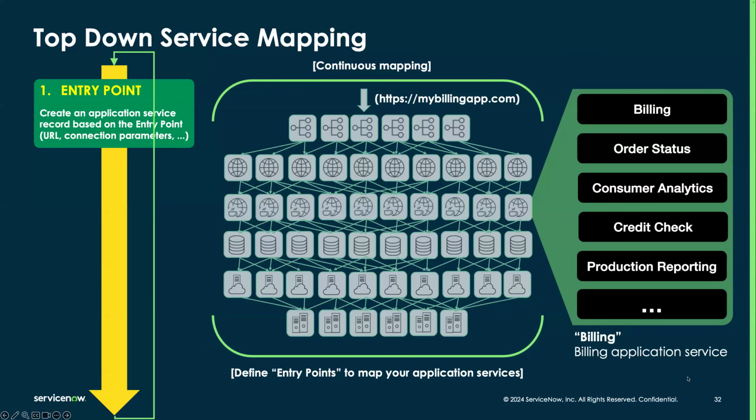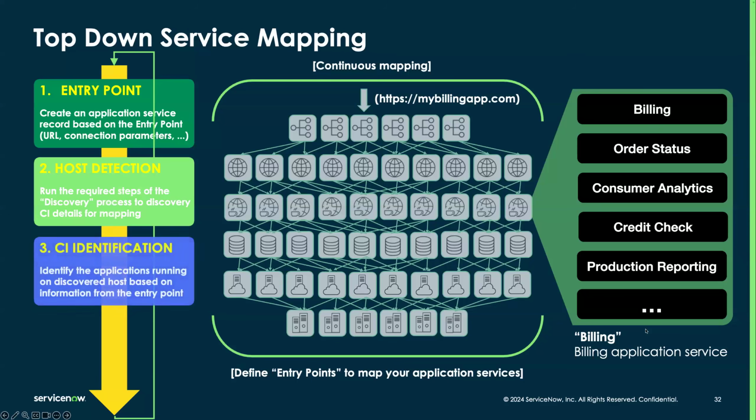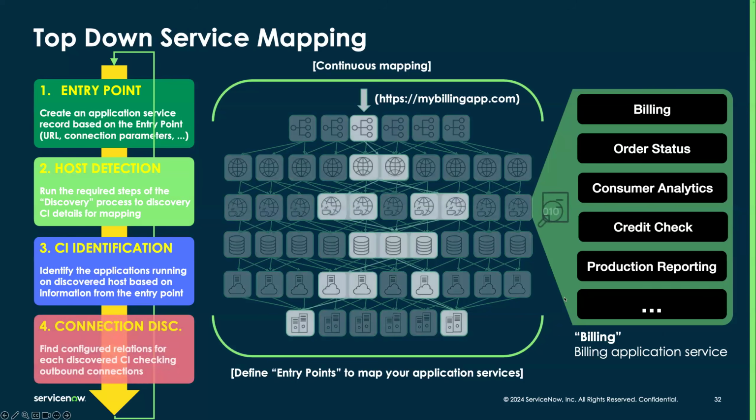And once the entry point has been defined, we have the host detection phase, where we have to establish that connection to that target machine and have the discovery of the CI information. So the device that is hosting the application needs to be identified in that case. We're discovering the details of that CI for the service mapping. Then we have the CI identification, where we need to really identify all the applications that are running at that stage on that discovered host based on the information that we got from the entry point.